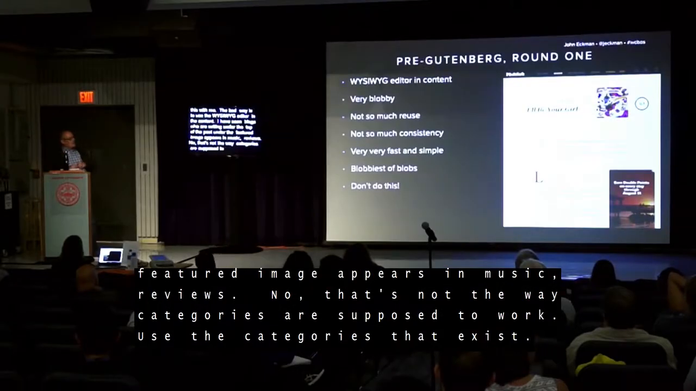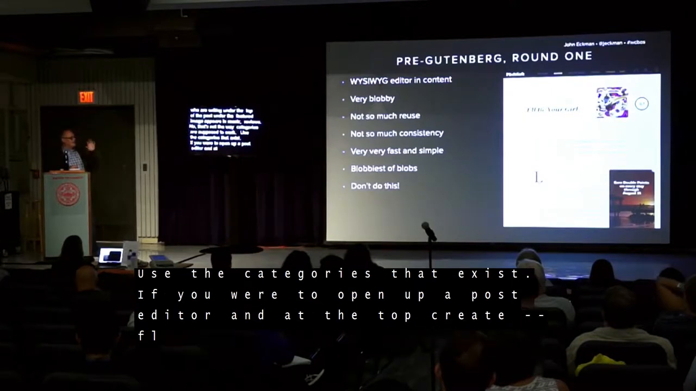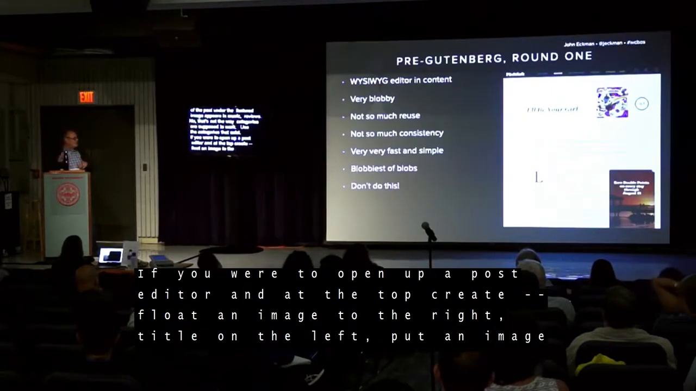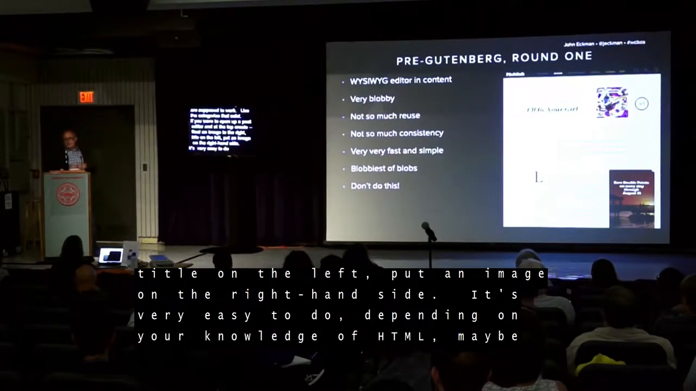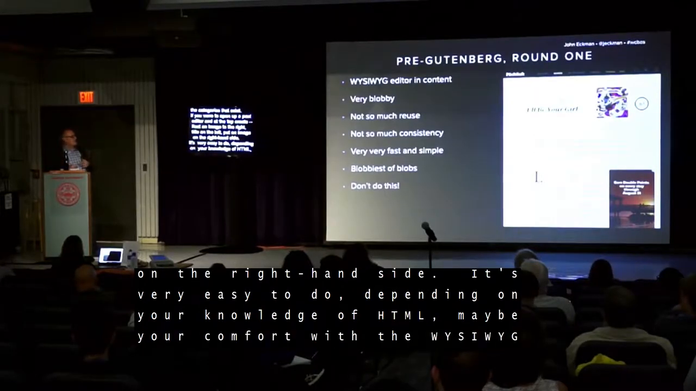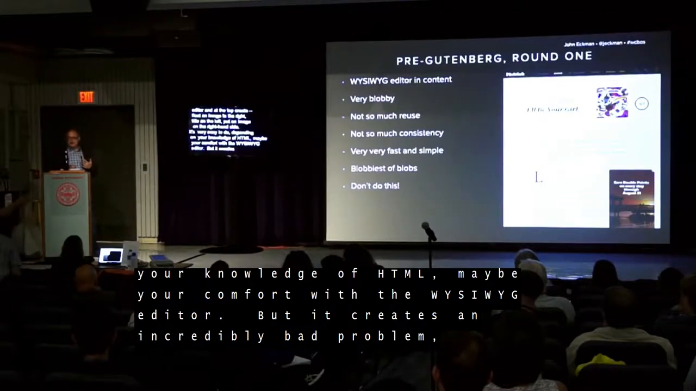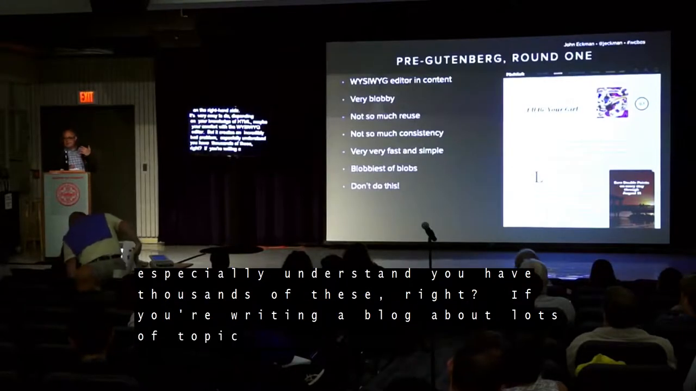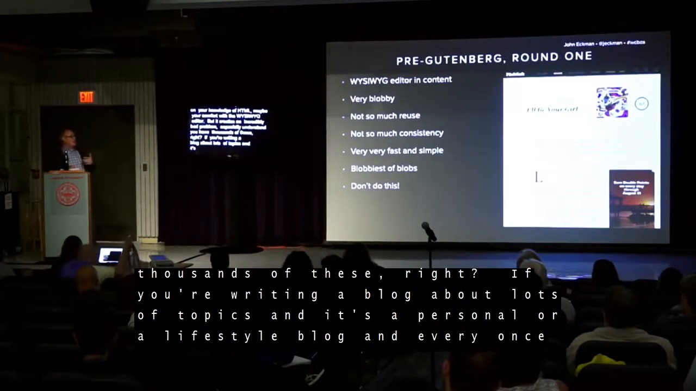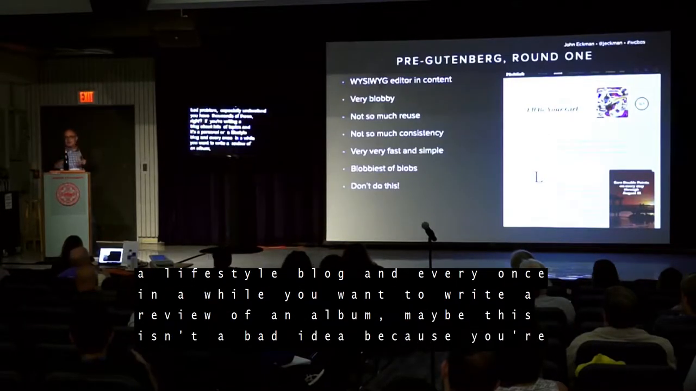So if you were to just open up a new post editor and at the top create, float an image to the right, create a title on the left, put The Decemberists, I'll Be Your Girl, put a little image for the score on the right-hand side, it's very easy to do, depending on your knowledge of HTML maybe and your comfort with the WYSIWYG editor, but it creates an incredibly bad problem, especially once you have thousands of these, right? So if you're writing a blog about lots of topics and it's a personal or a lifestyle blog and every once in a while you want to write a review of an album, maybe this isn't a bad idea because you're just dropping an image in.